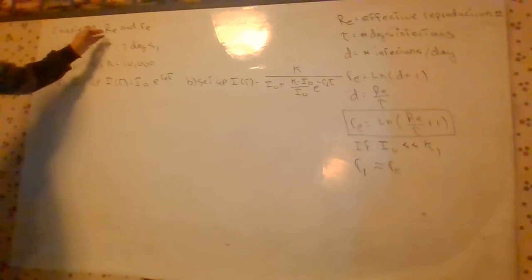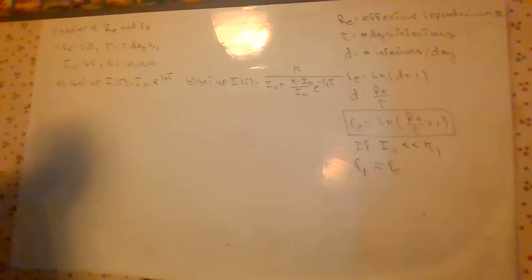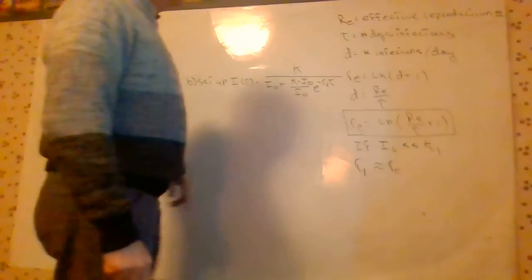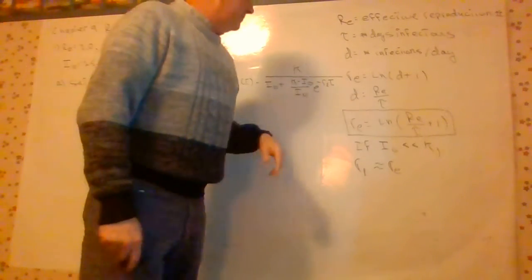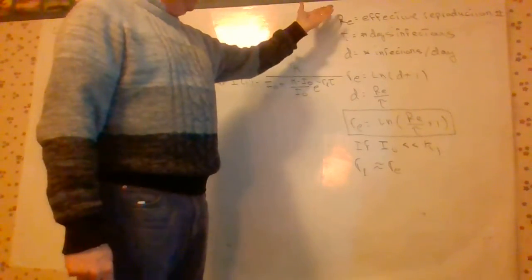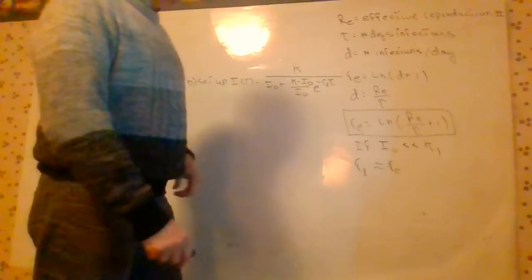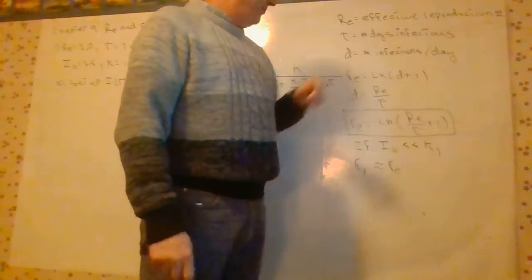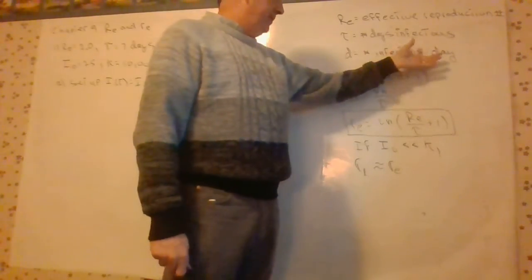Chapter 9, we're going to talk about the effective reproduction number and the exponential growth rate. R sub E is the effective reproduction number. In this country, it's R_t. In Britain, it's R_e, but we're calling it R_E. We'll go with that. T is the average number of days a person is infectious. And D is going to be the number of infections per day.